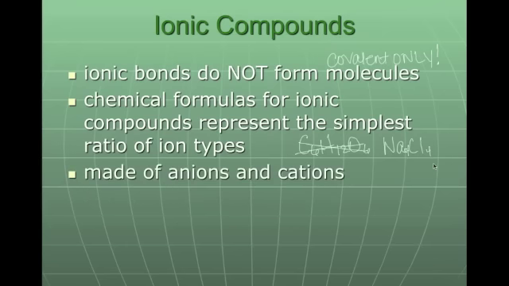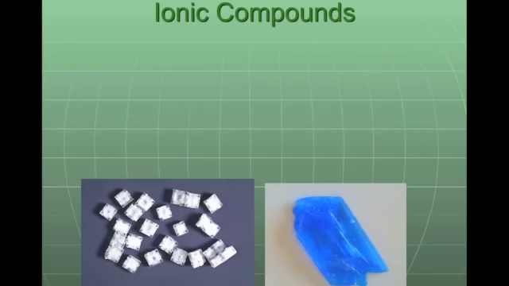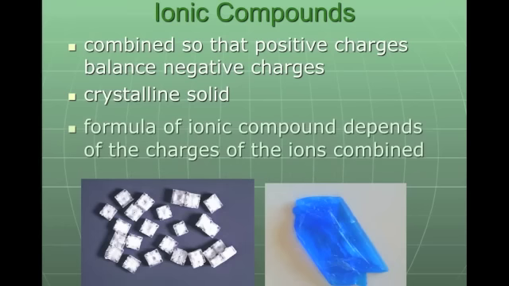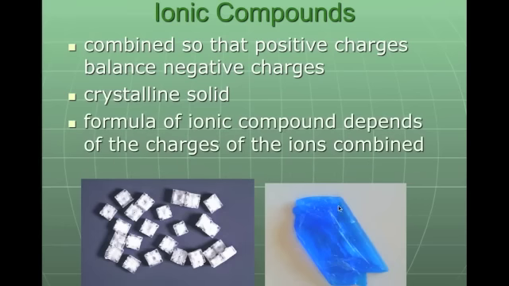Ionic compounds are made up of ions, specifically anions and cations. And we'll talk about those more in just a second. So ionic compounds are combined so that the positives balance out the negatives, because ionic compounds are neutral compounds. They are all crystals, and they are all solid at room temperature. And then the formula of the ionic compound does depend on the charges of whatever ions are combined.